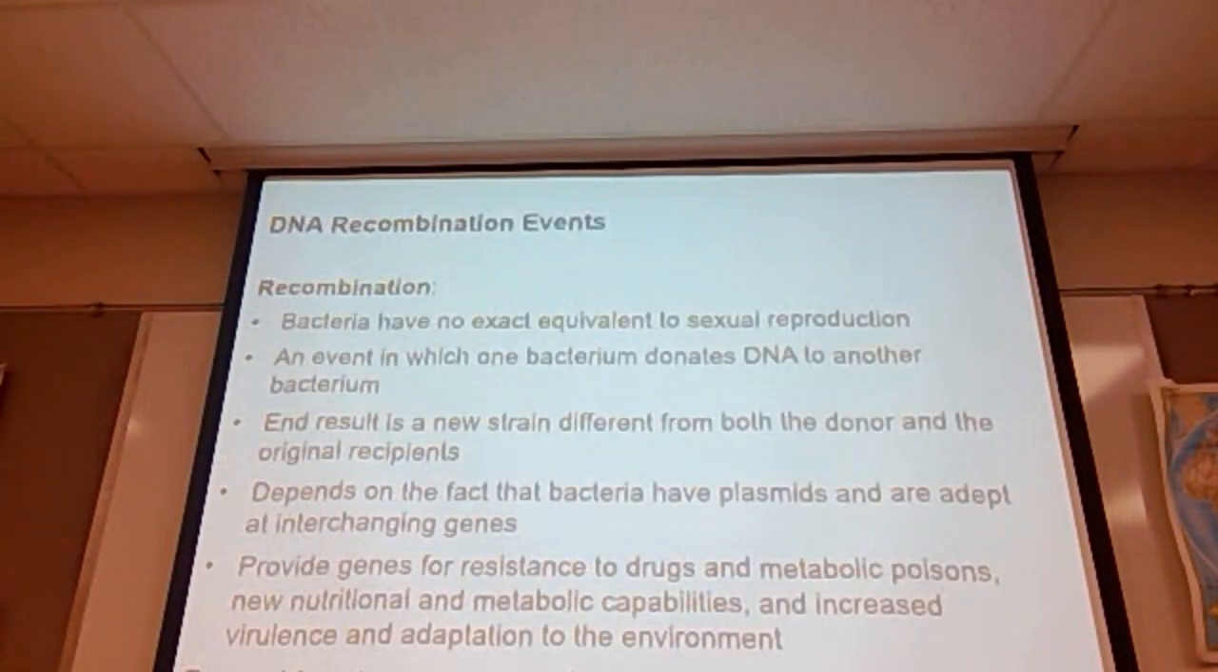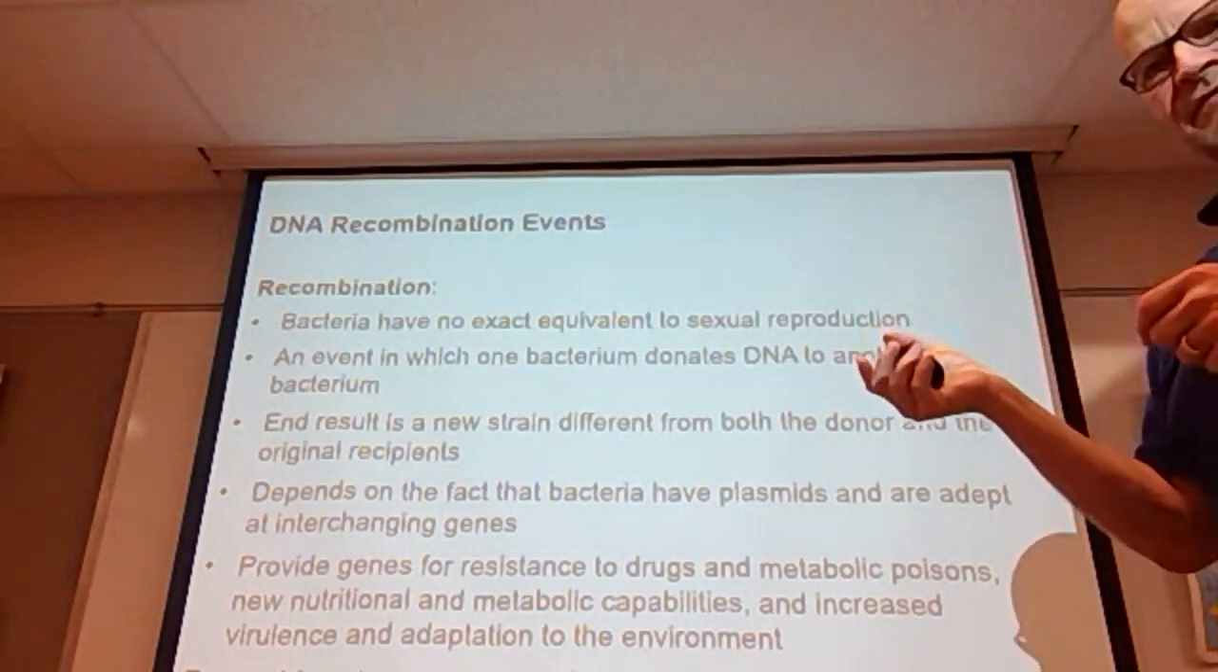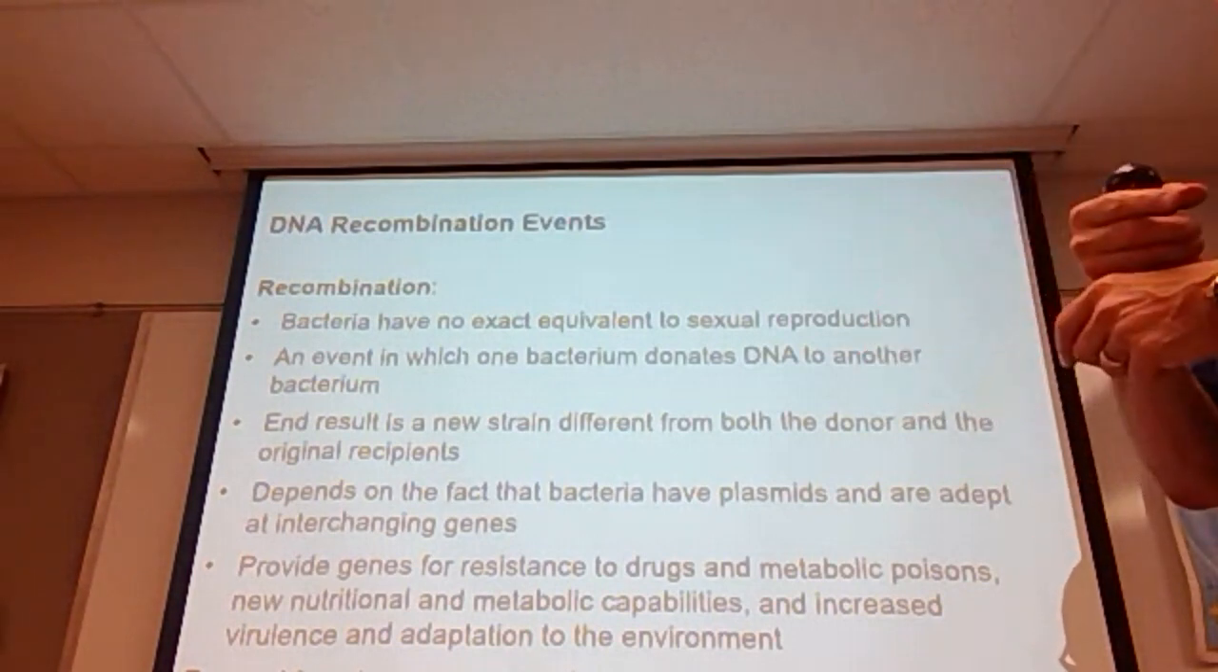DNA recombination events, simply put, recombination is where DNA is put together in different patterns. So it's being recombined. Bacteria have no exact equivalent to sexual reproduction. An event in which one bacteria donates DNA to another is referred to as recombination. The end result is a new strain of bacteria, or a different form, in both the donor and the original recipients. So bacteria A gives a little piece of its DNA to bacteria B. Bacteria B gives a corresponding piece of its DNA to bacteria A.